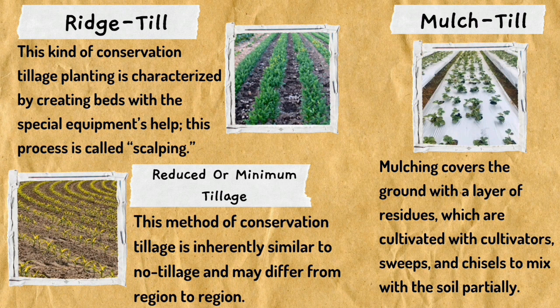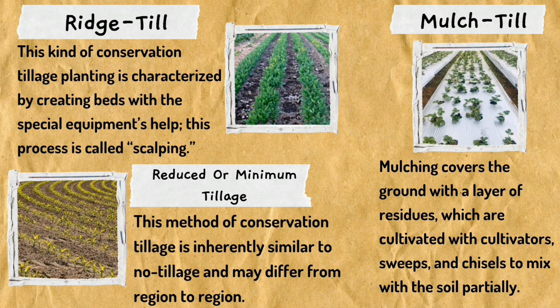Then, we have mulch till. Mulching covers the ground with a layer of residues which are cultivated with cultivator sweeps and chisels to mix with the soil partially. In this case, the mulch should cover 1/3 of the surface at least. The conservation tillage method was developed in the 1930s to combat erosion. Such a practice is suitable for large and small farmers alike when growing both annual and perennial crops.